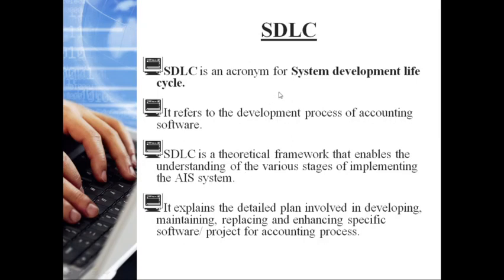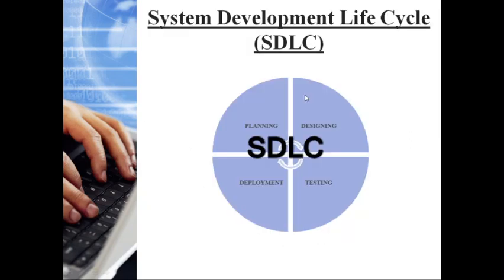Okay, so any software that you use for the accounting process, we call it accounting information system. And the development life cycle, or the theoretical understanding of the development stages of AIS, is nothing but SDLC. So SDLC is a detailed plan that helps you understand the life cycle of AIS. So this is the system development life cycle for you.